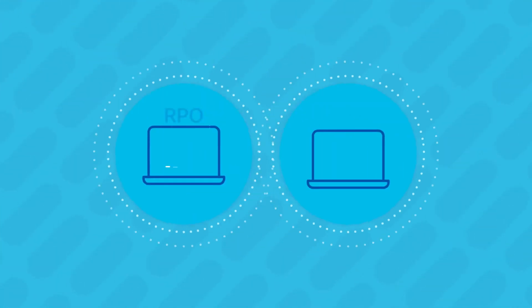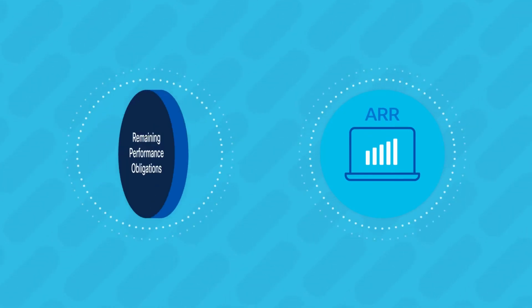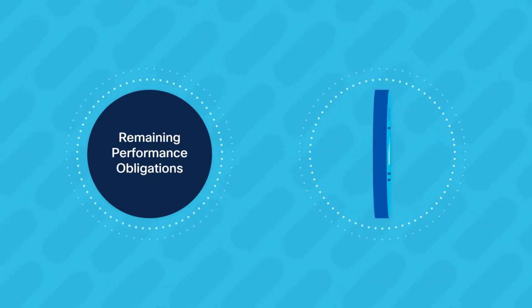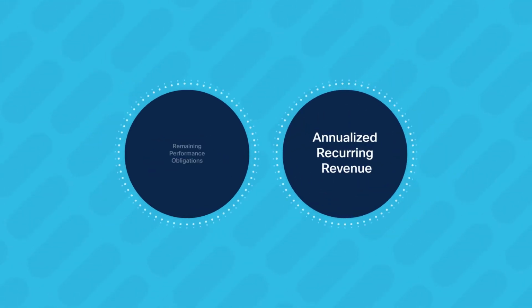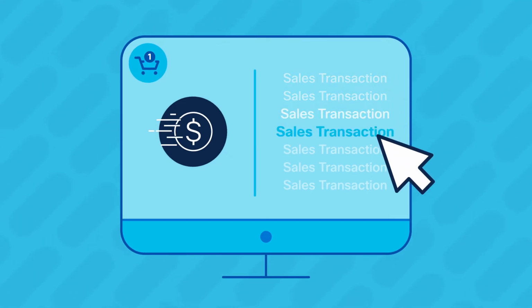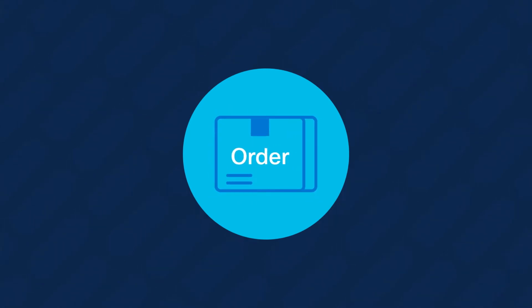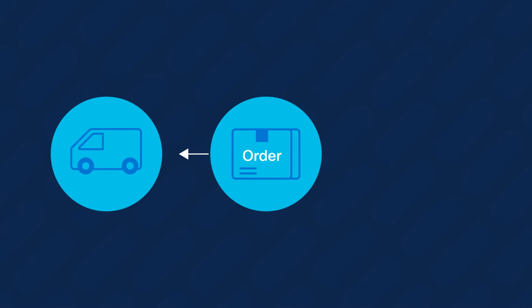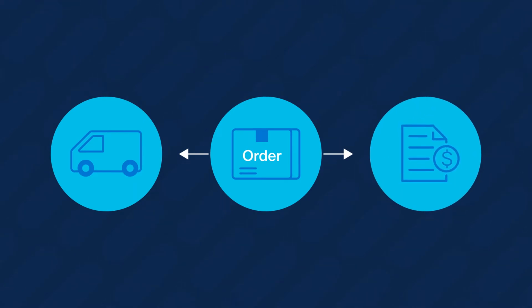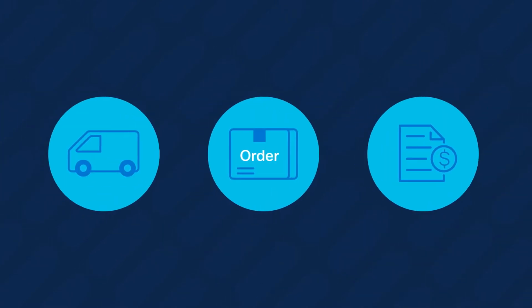Let's take a look at two of the most important metrics associated with software and subscription-based revenue: remaining performance obligations and annualized recurring revenue. Let's start with a sales transaction. As always, everything begins with an order or booking. We ask, has the order been delivered, i.e., has the product been shipped or has the contract started? If yes, we can go ahead and recognize the revenue for the product and begin to recognize the revenue for the contract. But what if the order hasn't been delivered?